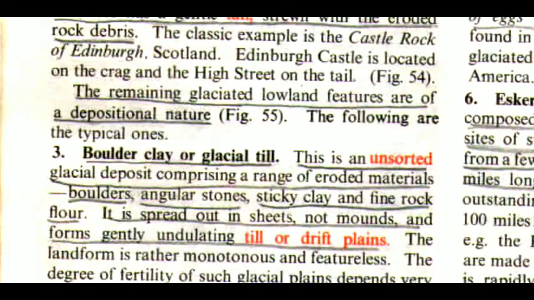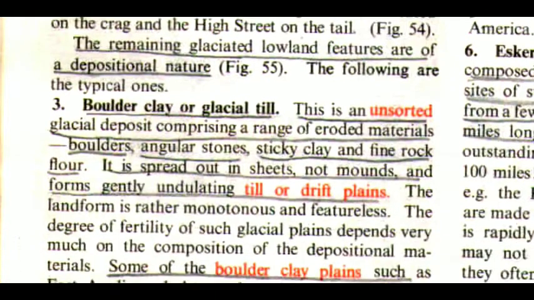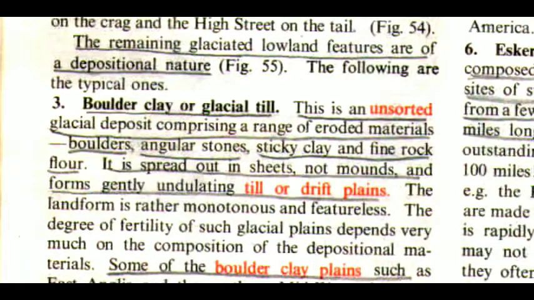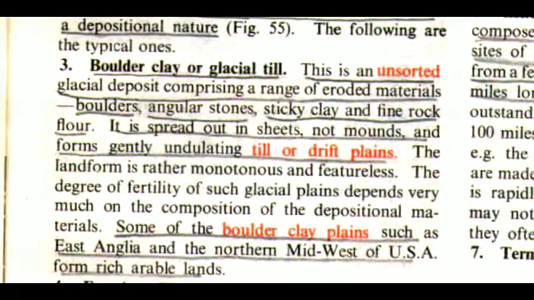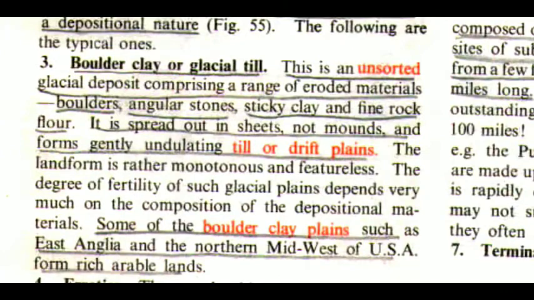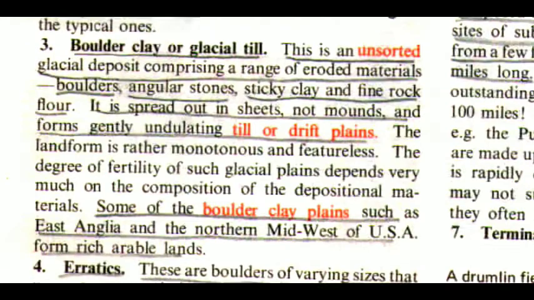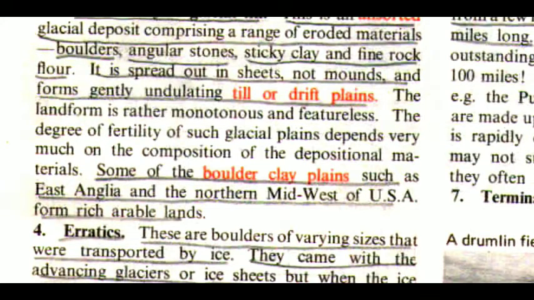The remaining glaciated lowland features are of a depositional nature. The following are the typical ones. The third one is boulder clay or glacial till. This is an unsorted glacial deposit comprising a range of eroded materials: boulders, angular stones, sticky clay, and fine rock flour. It is spread out in sheets, not mounds, and forms gently undulating till or drift plains. The landform is rather monotonous and featureless.